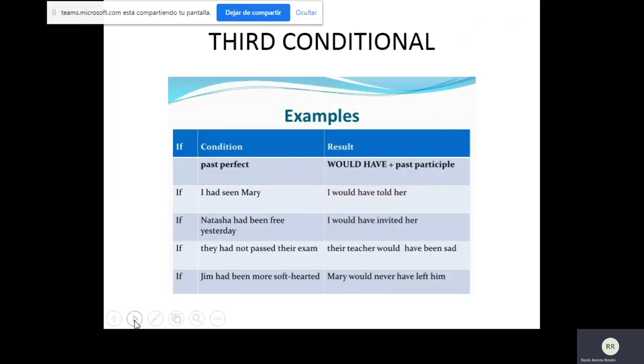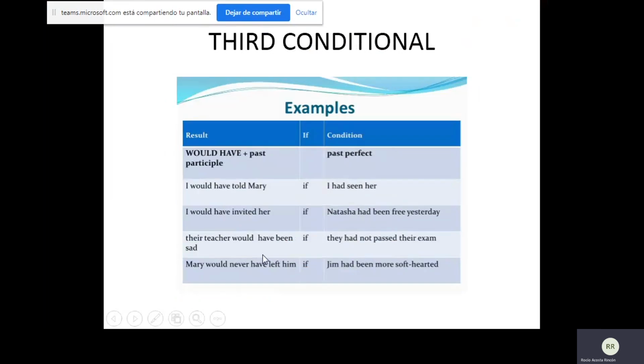You can make a pause here. But remember also that we can invert the position of the results. So for example, we can use first the result and then the condition. And how do we transform it? I would have told Mary if I had seen her.